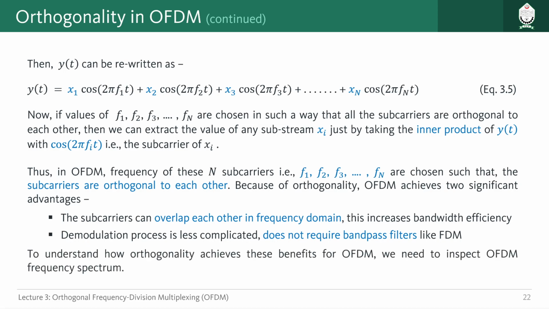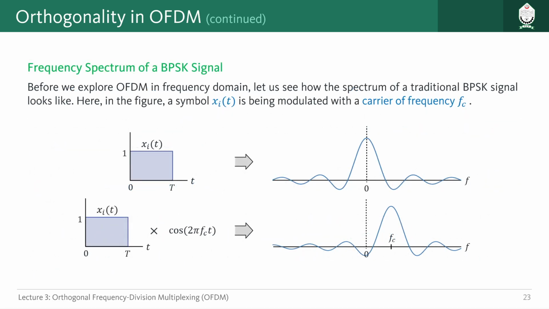So let us try to see these two advantages, how we are achieving that and how it looks. But before that, we need to first inspect how the OFDM frequency spectrum actually looks. For that, we are taking the same assumption that we are sending a BPSK signal, and after modulation, how it looks in the frequency domain. So we are basically modulating a symbol xi of t with a carrier of frequency fc. This is the symbol we want to transmit, xi of t. It looks like this in the frequency domain, which is a sinc function, right? If you take a Fourier transform of a square pulse like this, that will result in a sinc function like this.